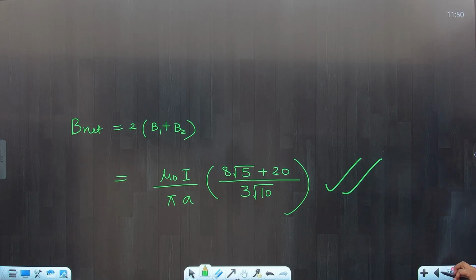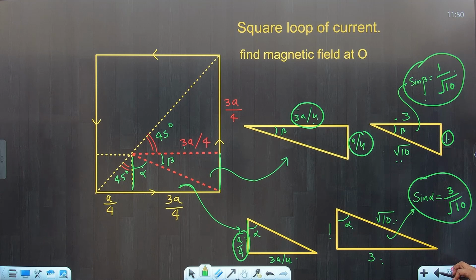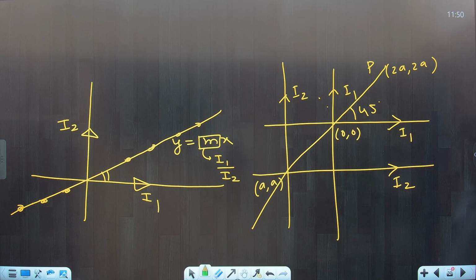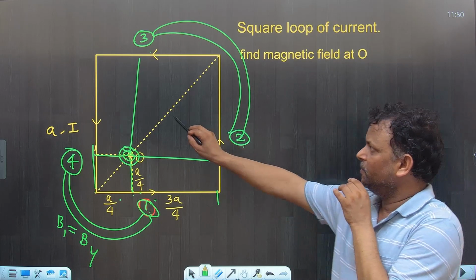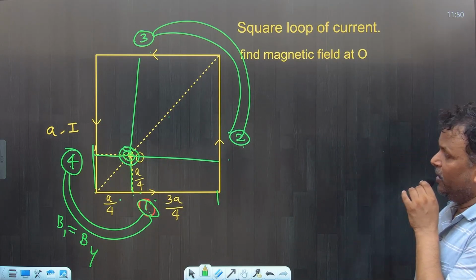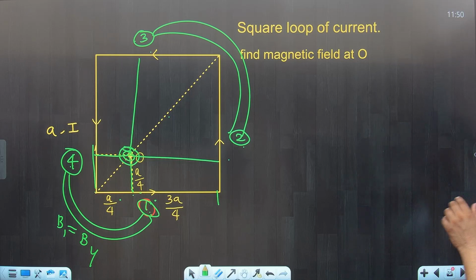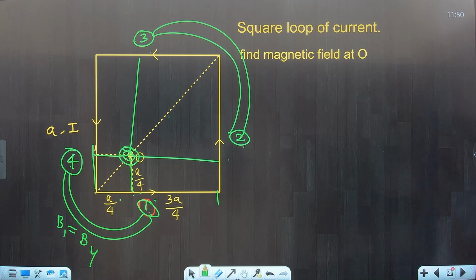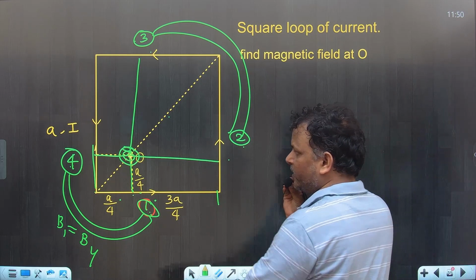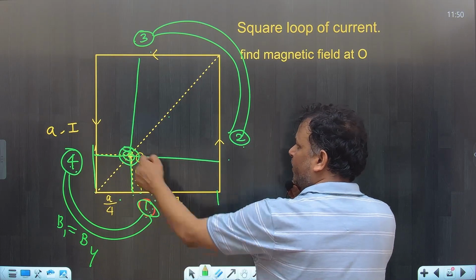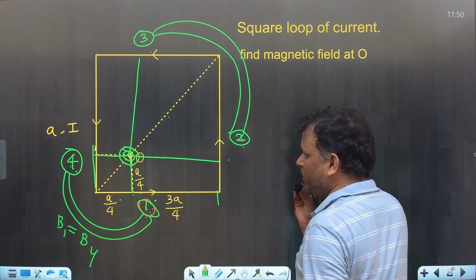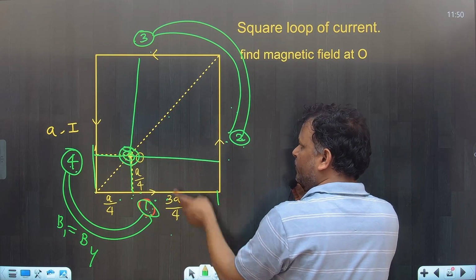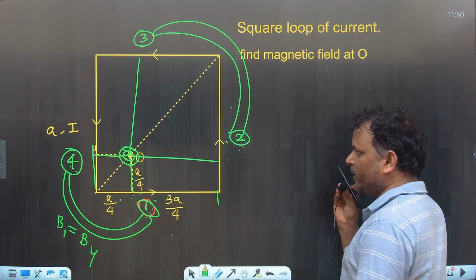So it is very interesting. It was very easy to calculate the magnetic field at the center, but when this point O is here, it was difficult to calculate the magnetic field at point O, right? So what you have to understand is that 1 and 4 are symmetrical for this point, and 2 and 3 are symmetrical for this point. So we will calculate the magnetic field due to this part and this part, add both and make it double, you will get the answer.